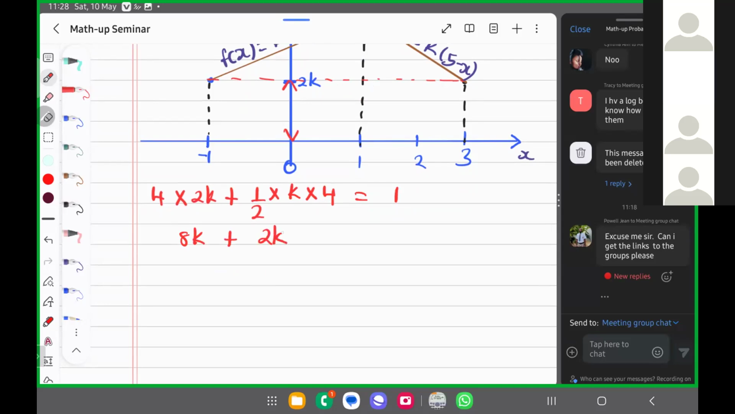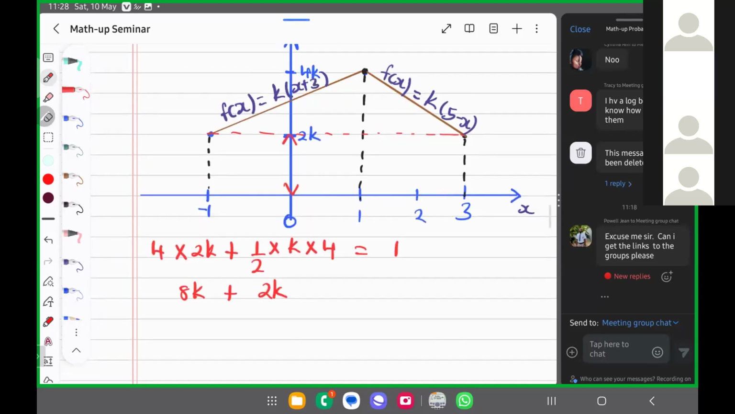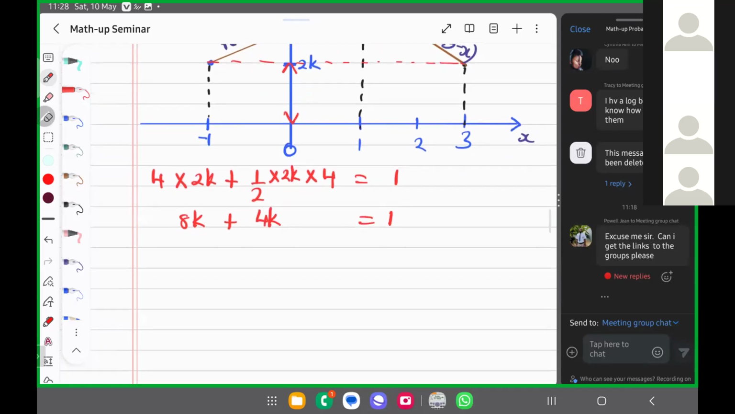Excuse me, sorry, it should be 4k minus 2k for the height of the triangle. Yes, thank you very much. 4k minus 2k, which is 2k. So half times 2k times 4 will give me 4k. And I'll equate that to 1. So 8k plus 4k is equal to 12k, being equal to 1, and therefore k is equal to 1 out of 12.